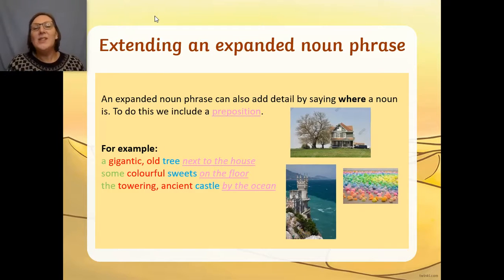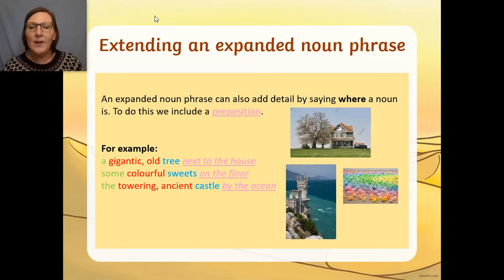Okay then. So an expanded noun phrase can also add detail by saying where the noun is. And we do this by including a preposition. Do you remember we looked at prepositions, was it last week? It could have even been the week before. So the preposition is where something is.